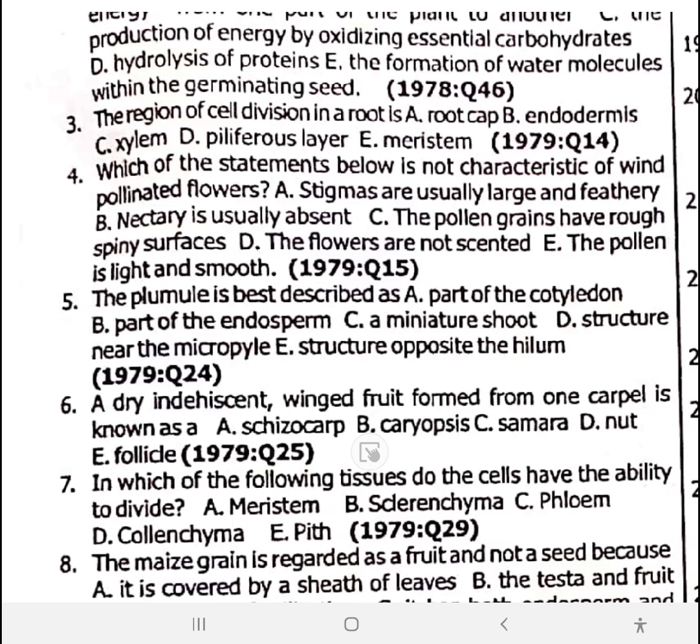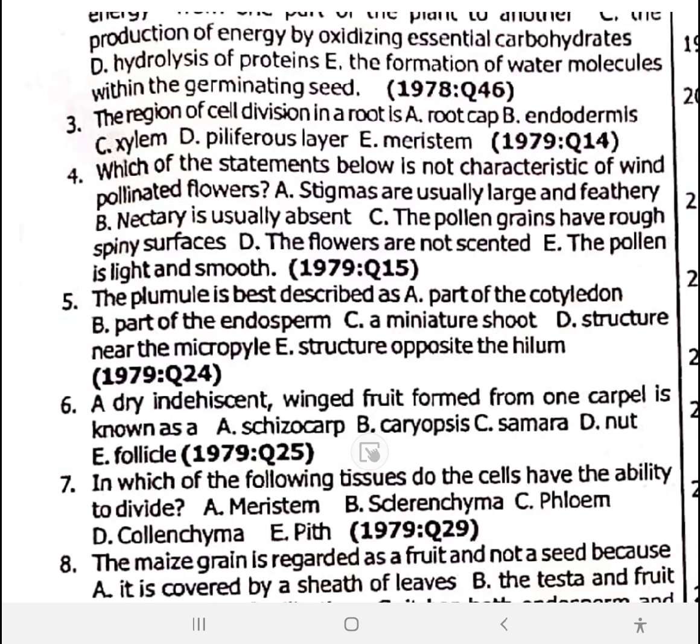I also want us to jot a couple of points down. Dry indehiscent fruit. Number 1, samara, comma. Number 2, cypsela. Number 3, caryopsis. Number 4, achene. So you have samara, cypsela, caryopsis, achene. And lastly, number 5, nut. These are dry indehiscent fruit.